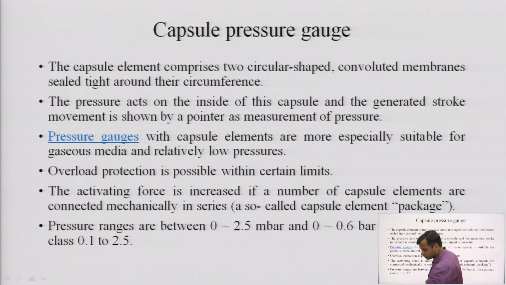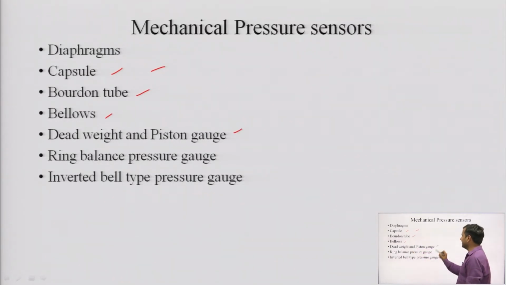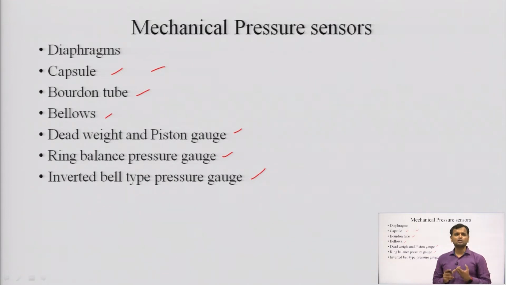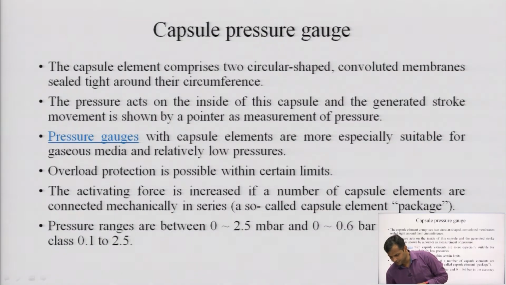That will generally include: the first is diaphragm, the second one is capsule, the third one is Bourdon tube, the fourth one is bellows, then dead weight and piston gauges, ring balance pressure gauge, and inverted bell type pressure gauge. So, this type of devices come under the mechanical pressure sensors, or can also be called in the category of elastic pressure transducer. We are going to see all of these one by one. So, these are the classification of mechanical pressure sensor.